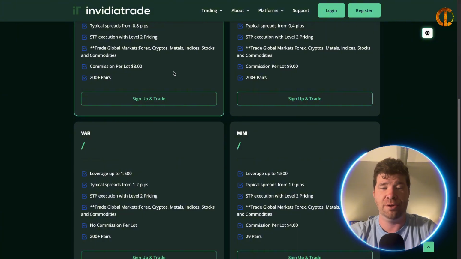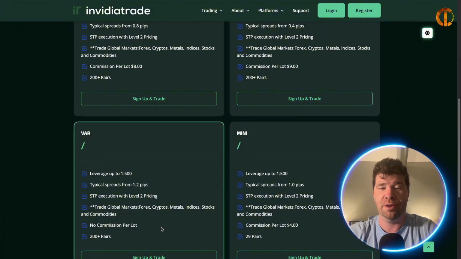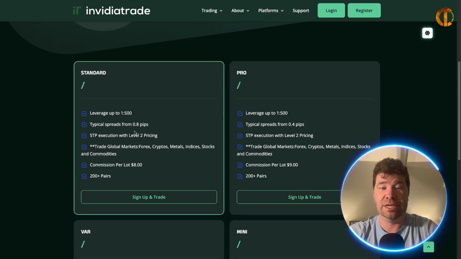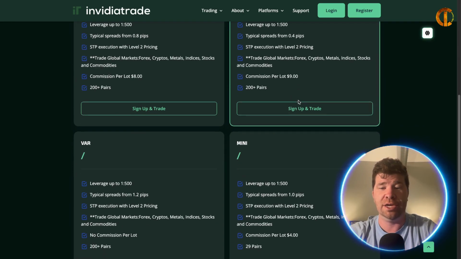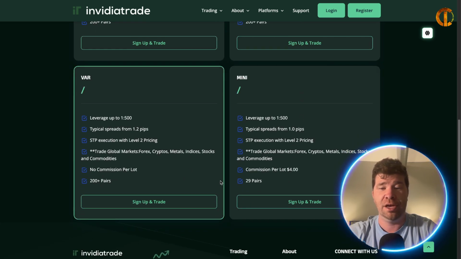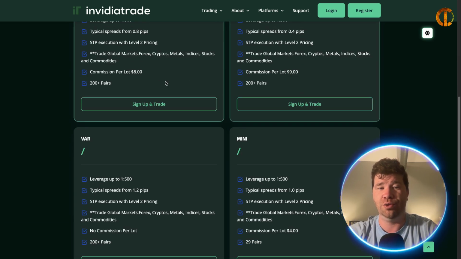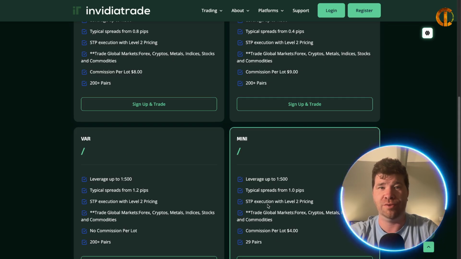Technically, they do all the same, and you guys can see that. Some are commission per lot, right? And some are no commission per lot. Not only that, you guys can see the typical spreads, especially whenever it comes to the pips, okay? And you can see, obviously, they got different pairs as well. Majority of them have 200 plus, except for this one right here, okay?